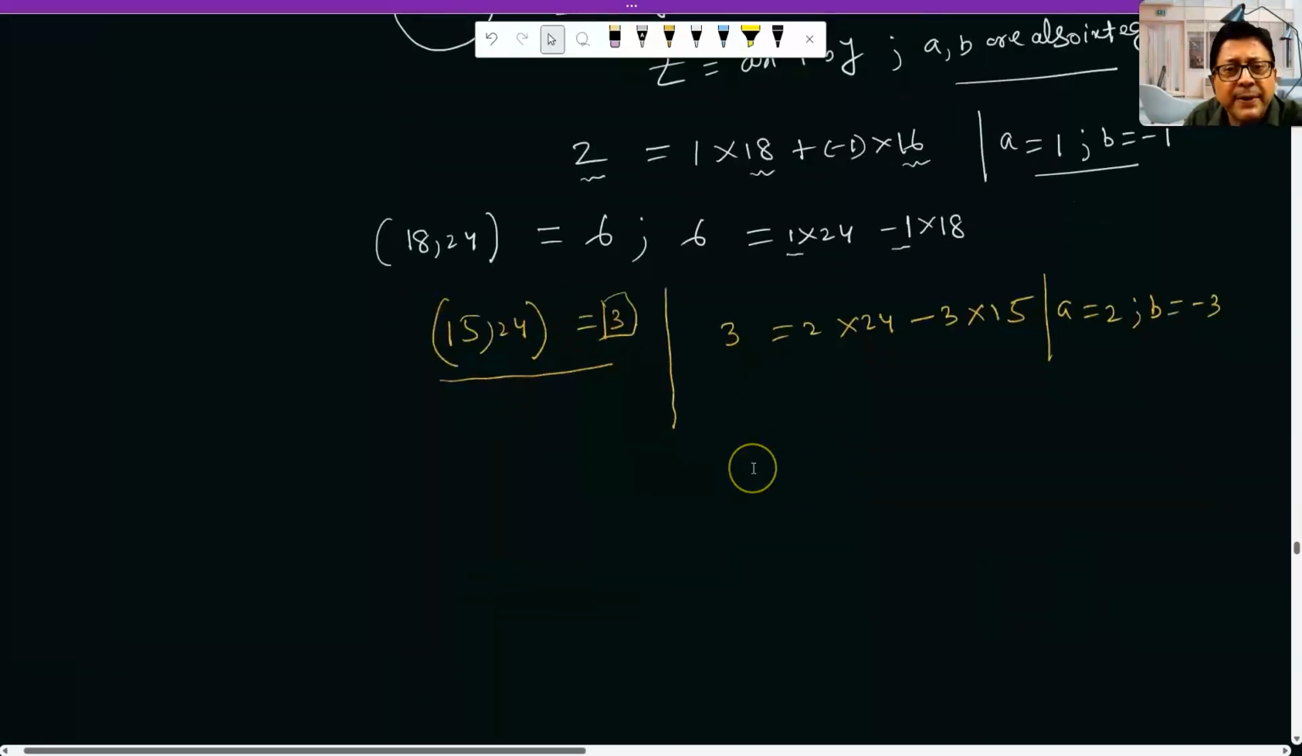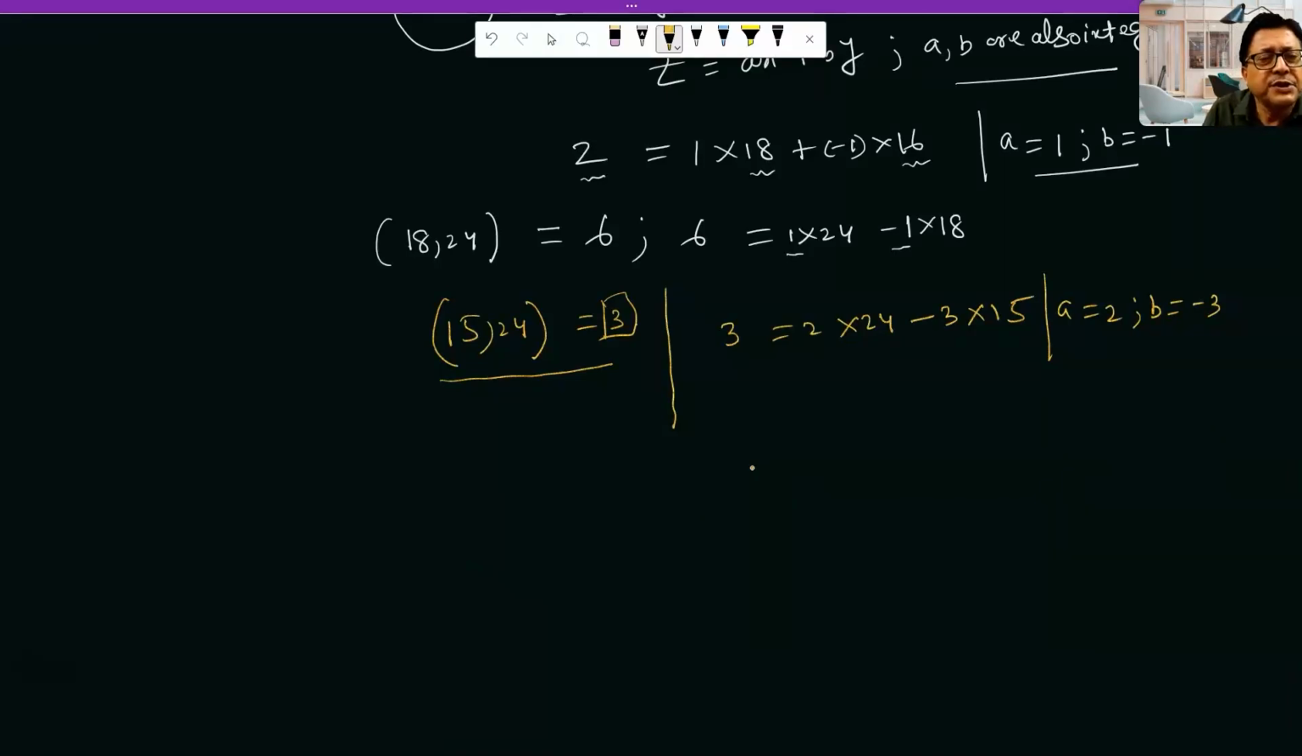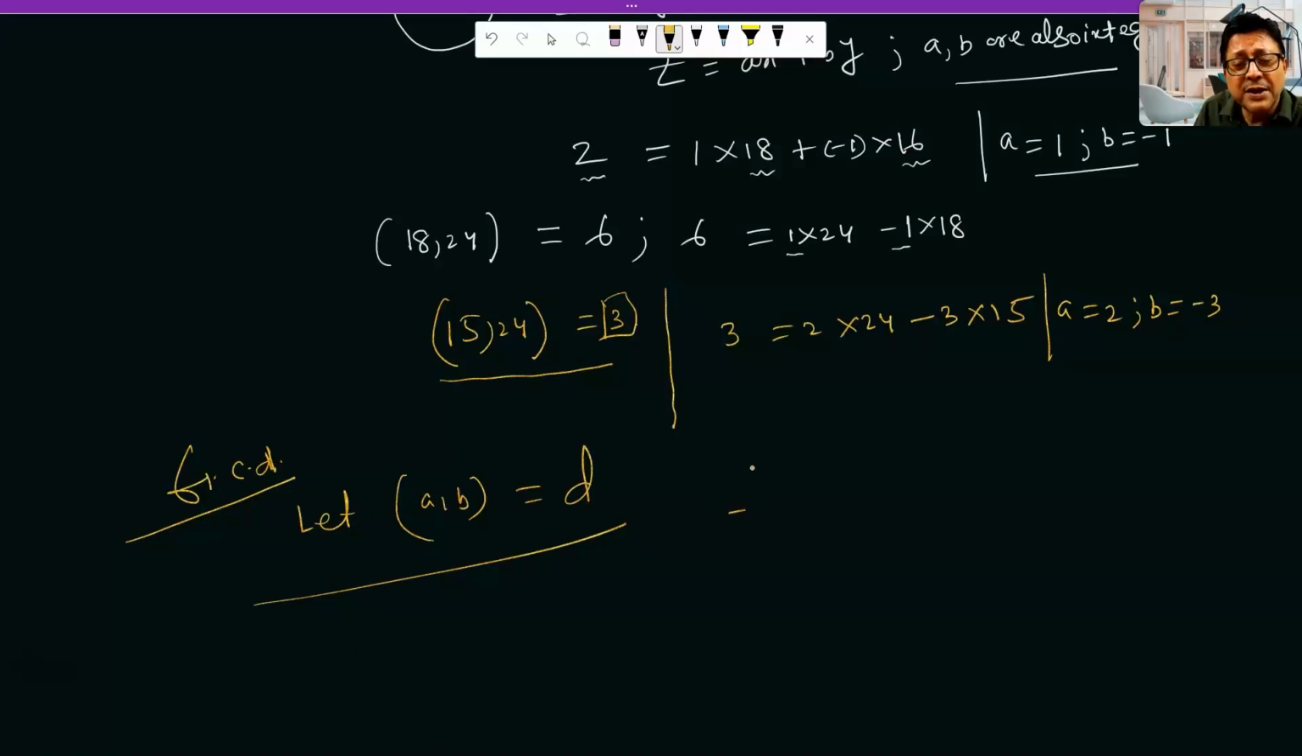Before that, let me revise the concept of GCD or HCF. Let there be two integers. I am just discussing the concept of GCD. In brief, what you did in lower classes: the GCD between two numbers a and b equal to d. GCD, this is the symbol. Let GCD(a, b) equal d. What does it mean? This implies that d divides a and d divides b.